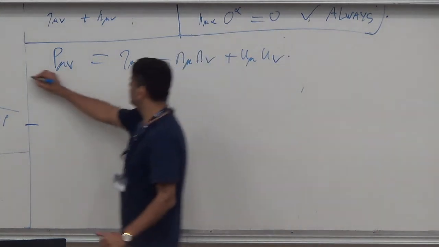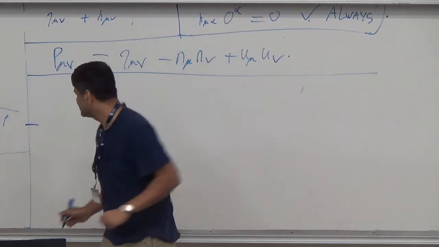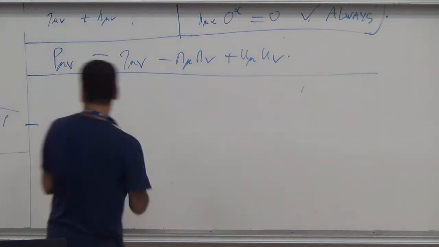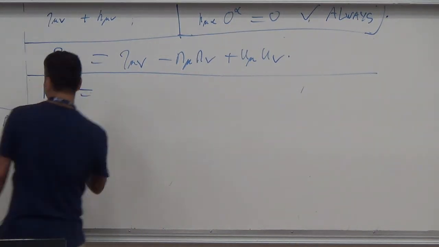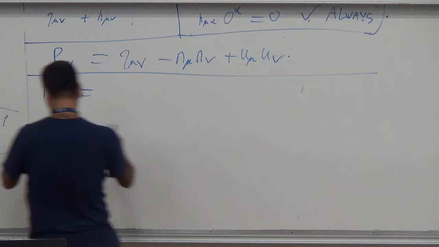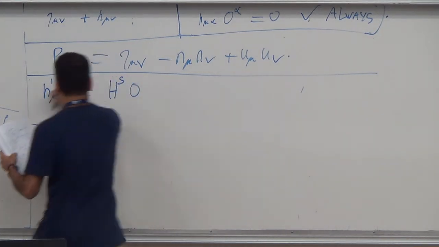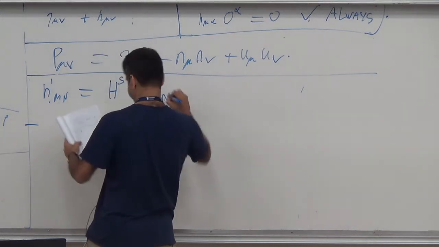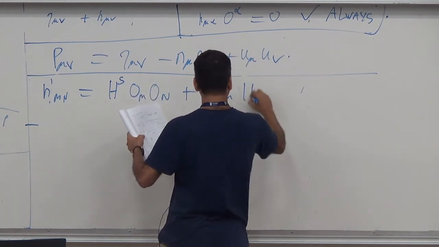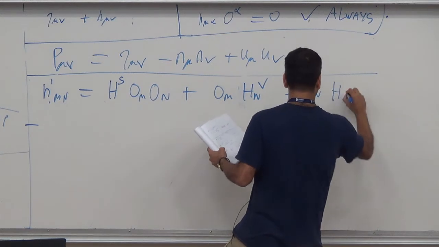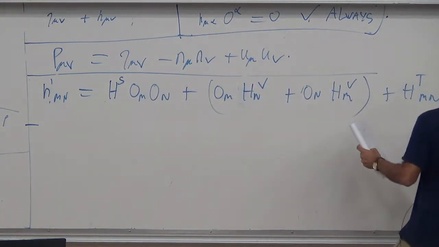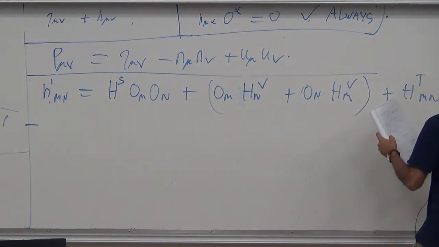And then, if I write out the most general metric at any given point, just a decomposition of tangent frames, the most general G mu nu, let's call it H1 mu nu, can be written as, for instance, a scalar part times n mu n nu, plus n mu V nu plus n nu V mu, plus a tensor part H T mu nu, plus 1 over D minus 2, that's the dimension of the sphere, H trace P mu nu.